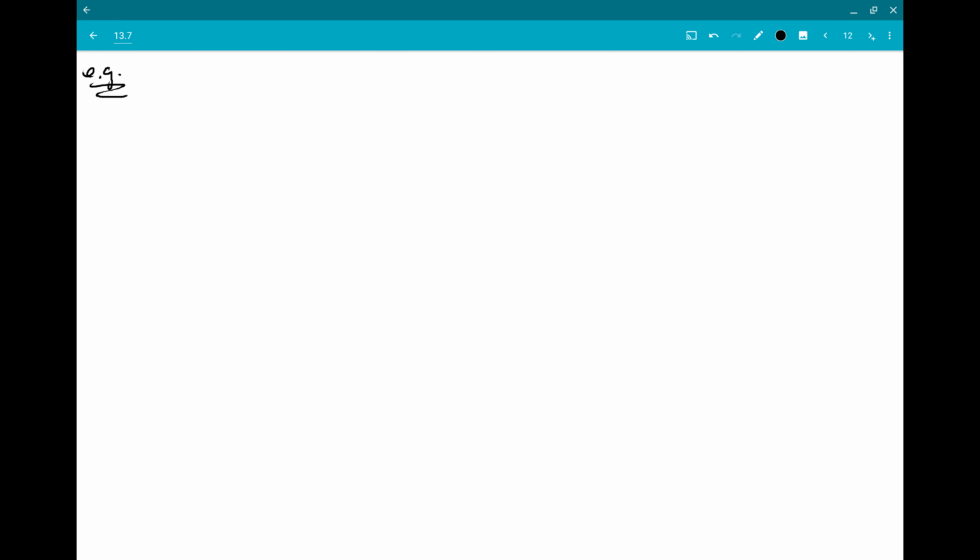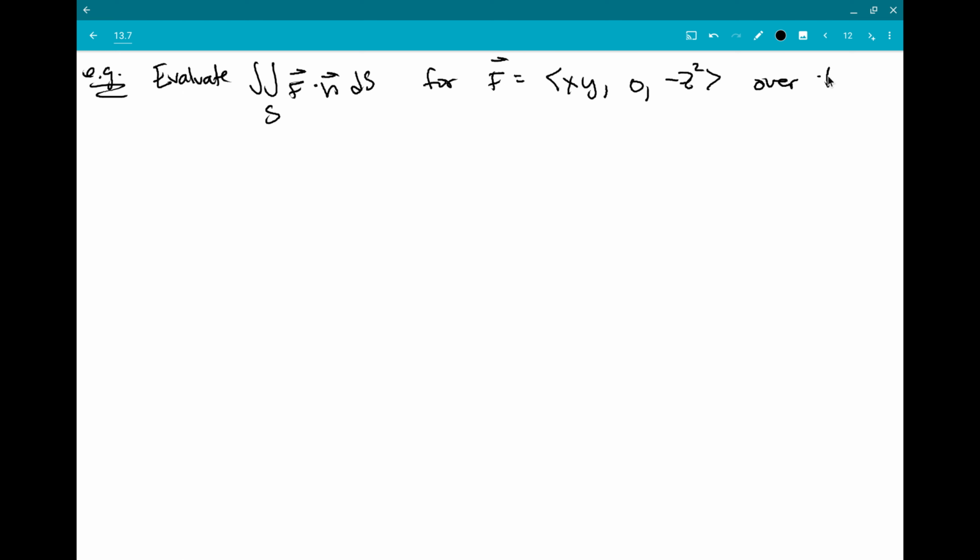So we're going to imagine that we wanted to evaluate the surface integral of F dot n dS for F equal to (xy, 0, minus z squared) over the upper 5 faces of the unit cube.